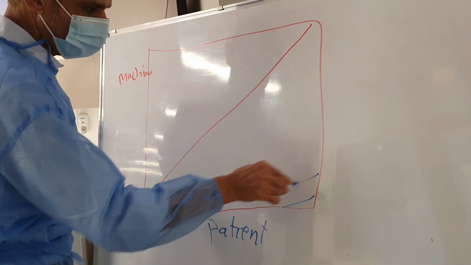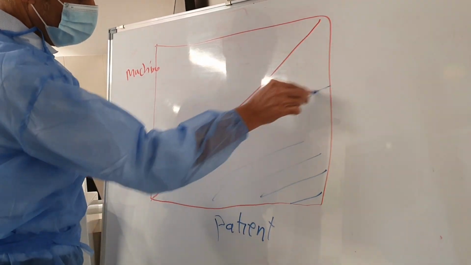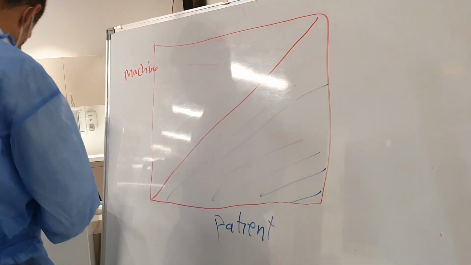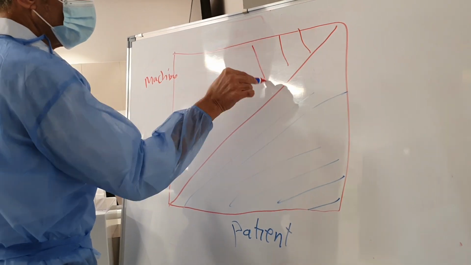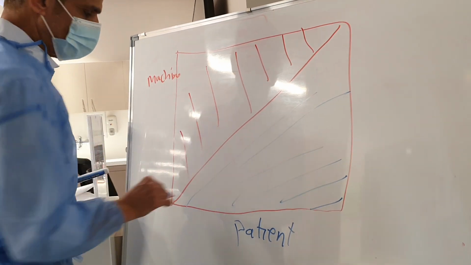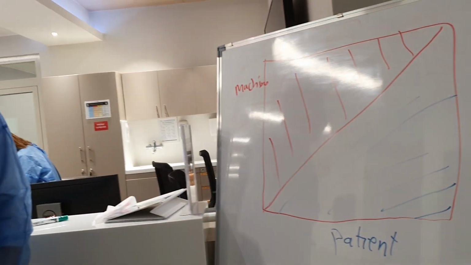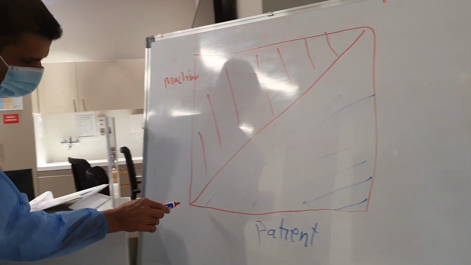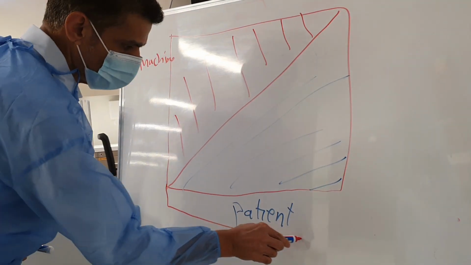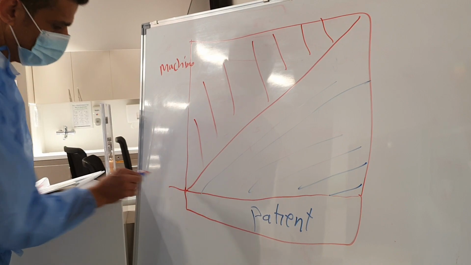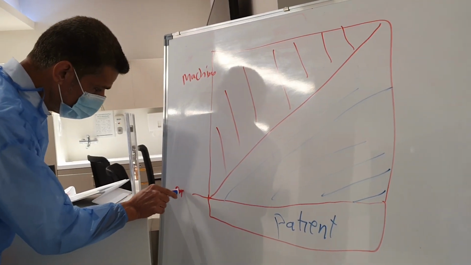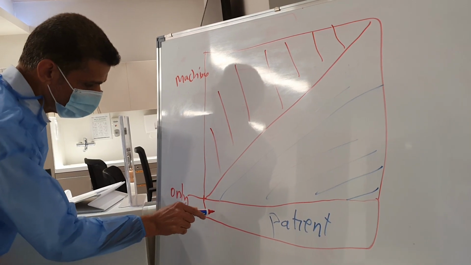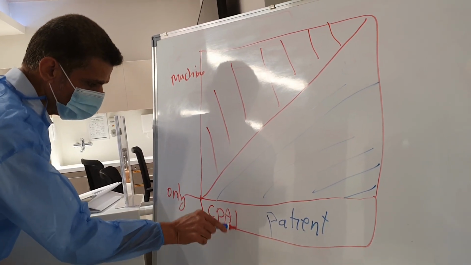So this is the patient, and this is the machine. Contribution to the ventilation. Got it? This is PEEP. In here there is PEEP. So anything above PEEP. If only PEEP, this is called CPAP. We're not providing anything.